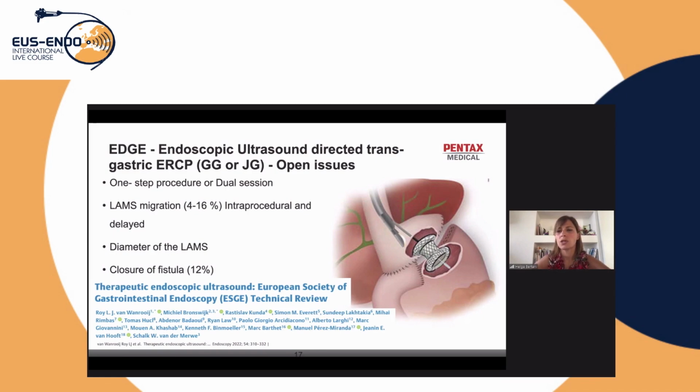And it's not so easy to find the perfect place to do the EDGE procedure, because under EUS, sometimes you are too close to the antrum region. And so the movement of the duodenoscope for the subsequent ERCP is difficult, and it is not possible to reach the second duodenum in an easy way. Moreover, there is some issue about the closure of the fistula.